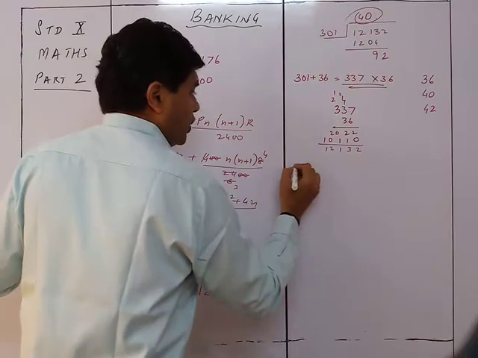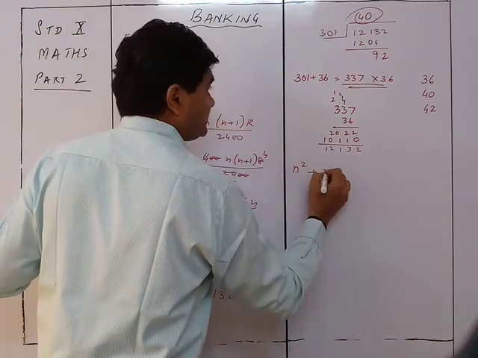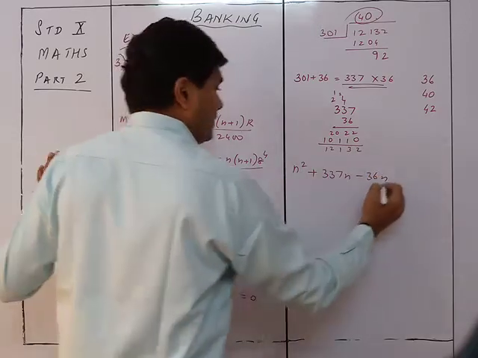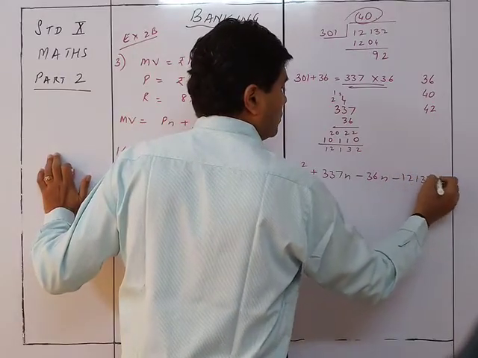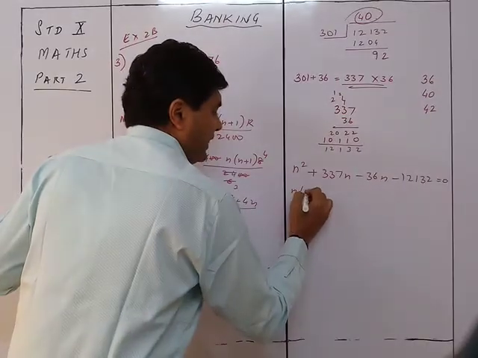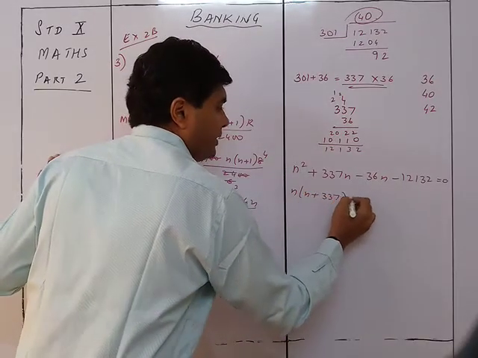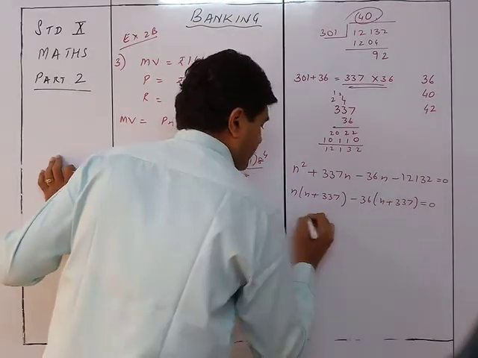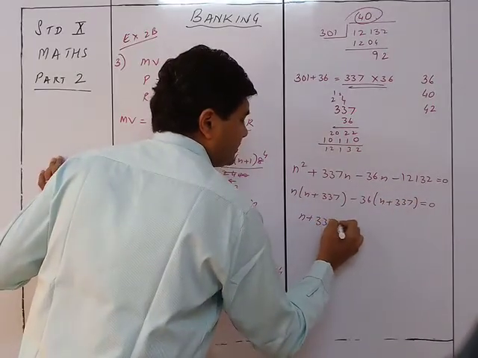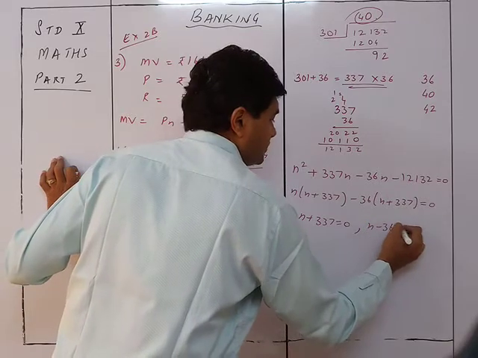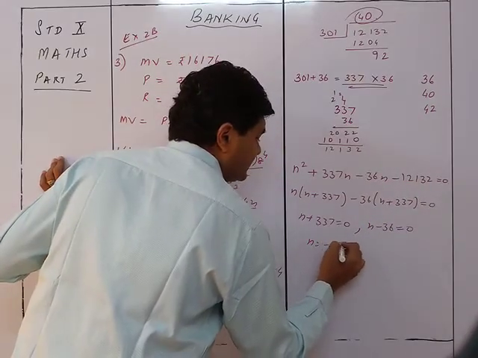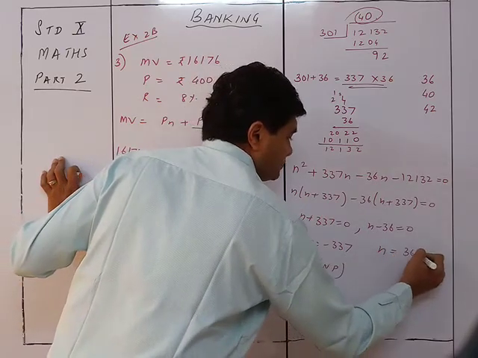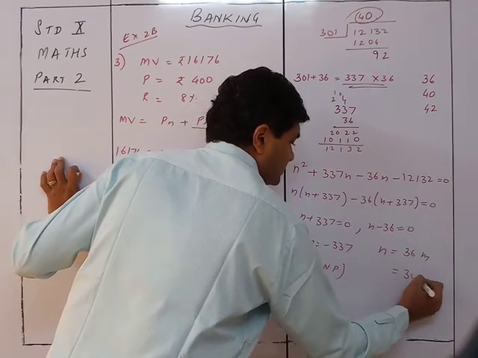So again, it will be n square plus 337n minus 36n minus 12132 is equal to 0. So (n plus 337)(n minus 36) is equal to 0. N plus 337 is equal to 0 and n minus 36 is equal to 0. N is equal to minus 337, which is not possible. Accordingly, n is equal to 36 months, which is 3 years.